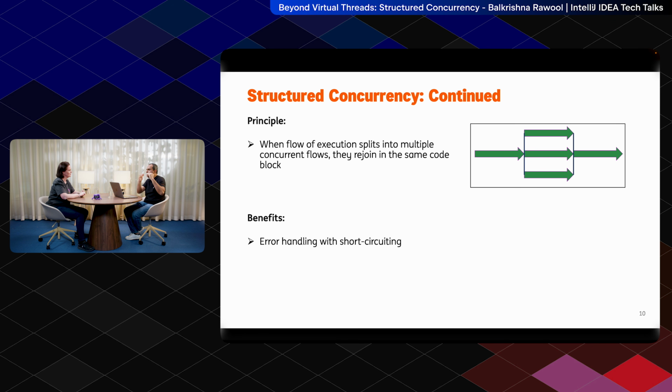If you have a logic where you have a main task and multiple subtasks and you're interested in only one of them being successful, the moment it is successful, you want the others to be cancelled. Exactly. So that is short circuiting, and we get that benefit if we use the structured concurrency API.